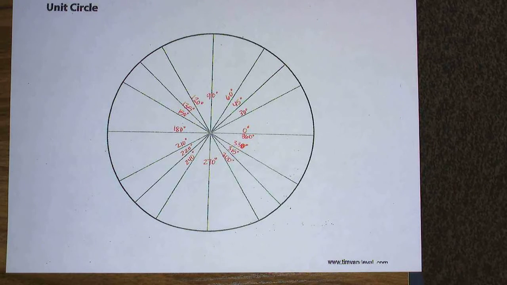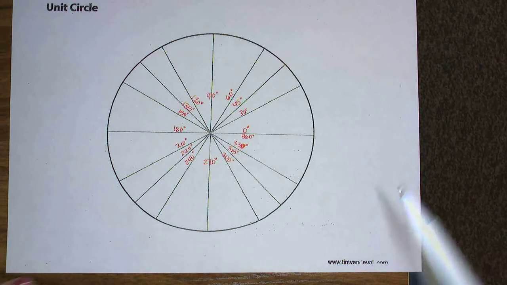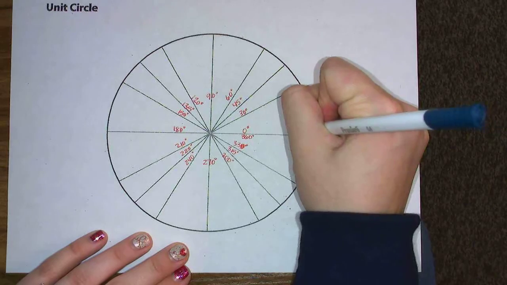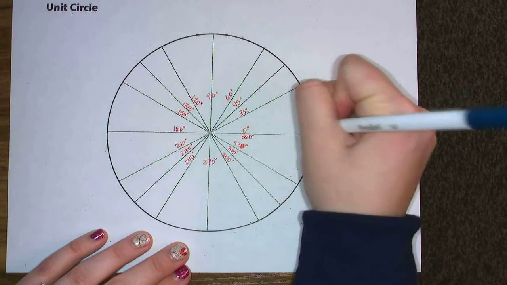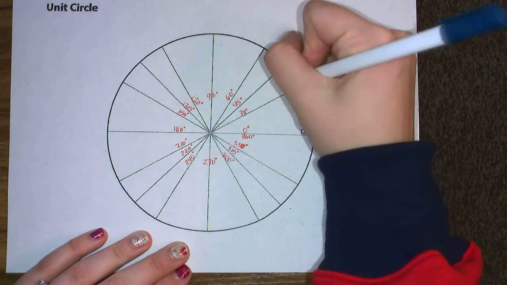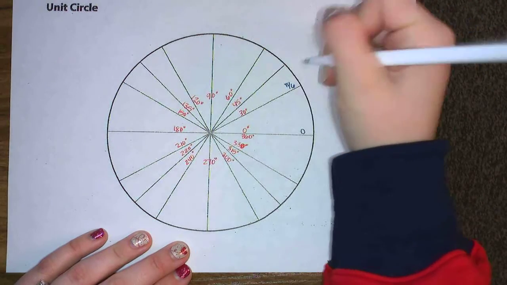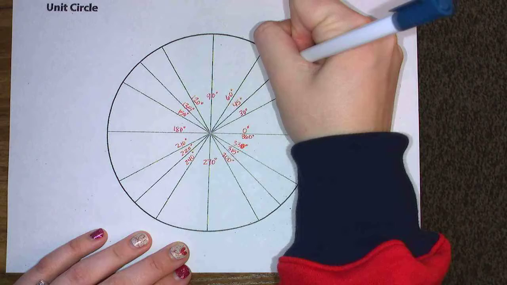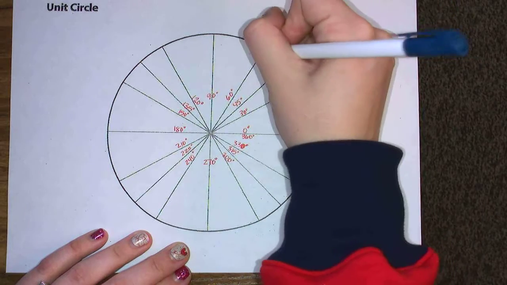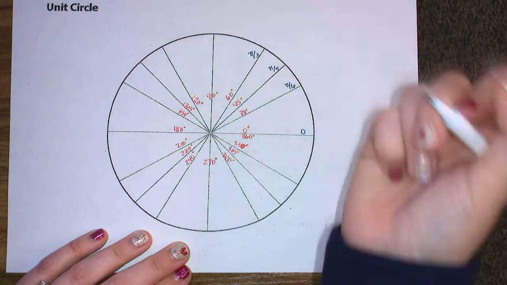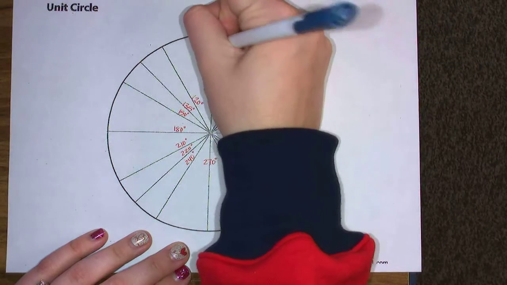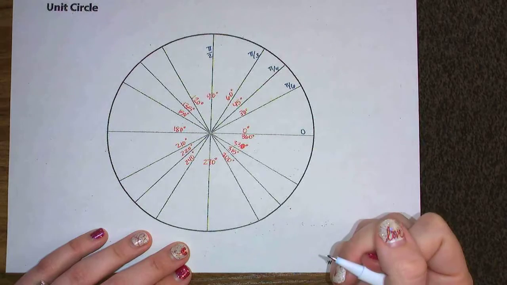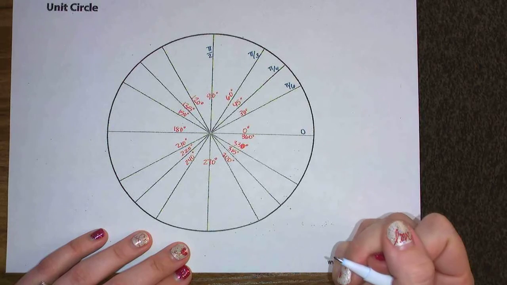Okay, so that's all the degree values. Then radian values. Start at 0. Then we've got pi over 6, pi over 4, pi over 3, pi over 2. Pretty much every time I start something else, I'm changing colors.